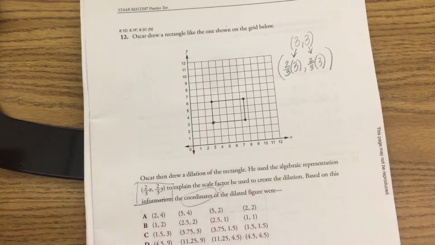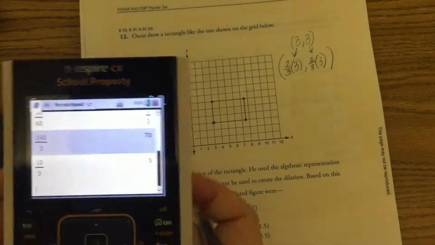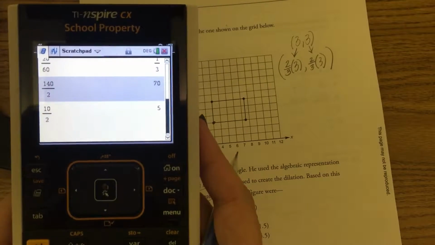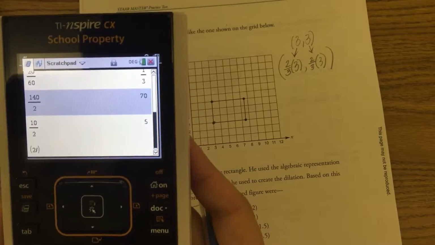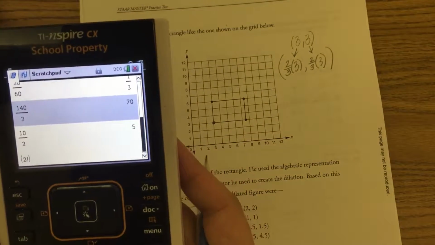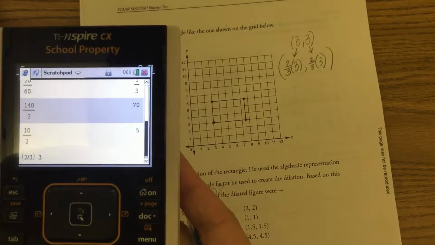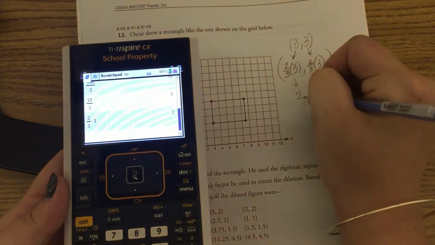You can take your calculator, wait for it to come back on, and I'm just going to multiply 2/3 times 3. I like to put my fractions into parentheses instead of having to go to the fraction option. That's just much faster for me. And then I'm going to multiply it by 3. So 2/3 times 3 is 2. So my new x value is 2.